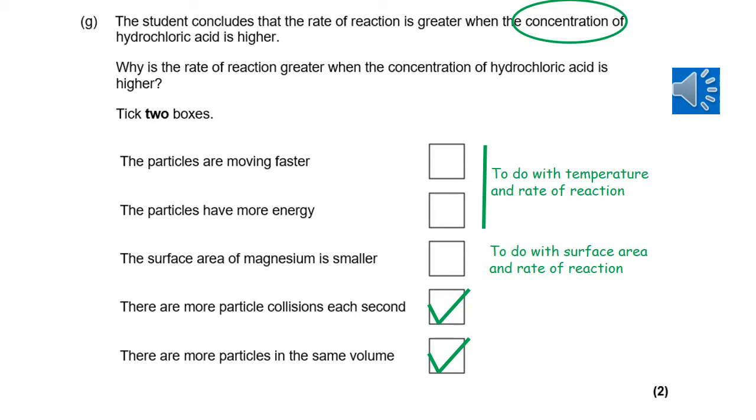First one there says the particles are moving faster. You're saying, no they're not. I'm varying the concentration, not the temperature. So the particles are moving the same speed. Second one, particles have more energy. No, I'm changing the concentration, not the temperature. So that one gets eliminated. Surface area of magnesium smaller.